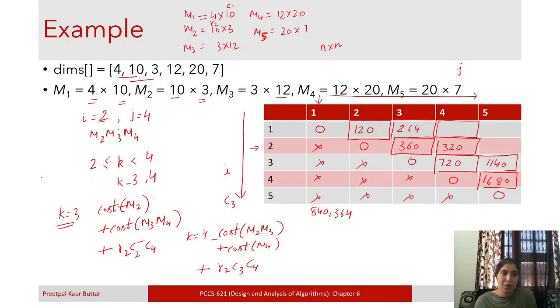Okay, so now let us move to this cell. It is 1 comma 4. Now the matrices are varying from 1 till 4. Okay, so you have 4 matrices. It means the choices of k are varying from 1 to 4. K can be 1, k can be 2, k can be 3. Now you have 3 choices. Okay.